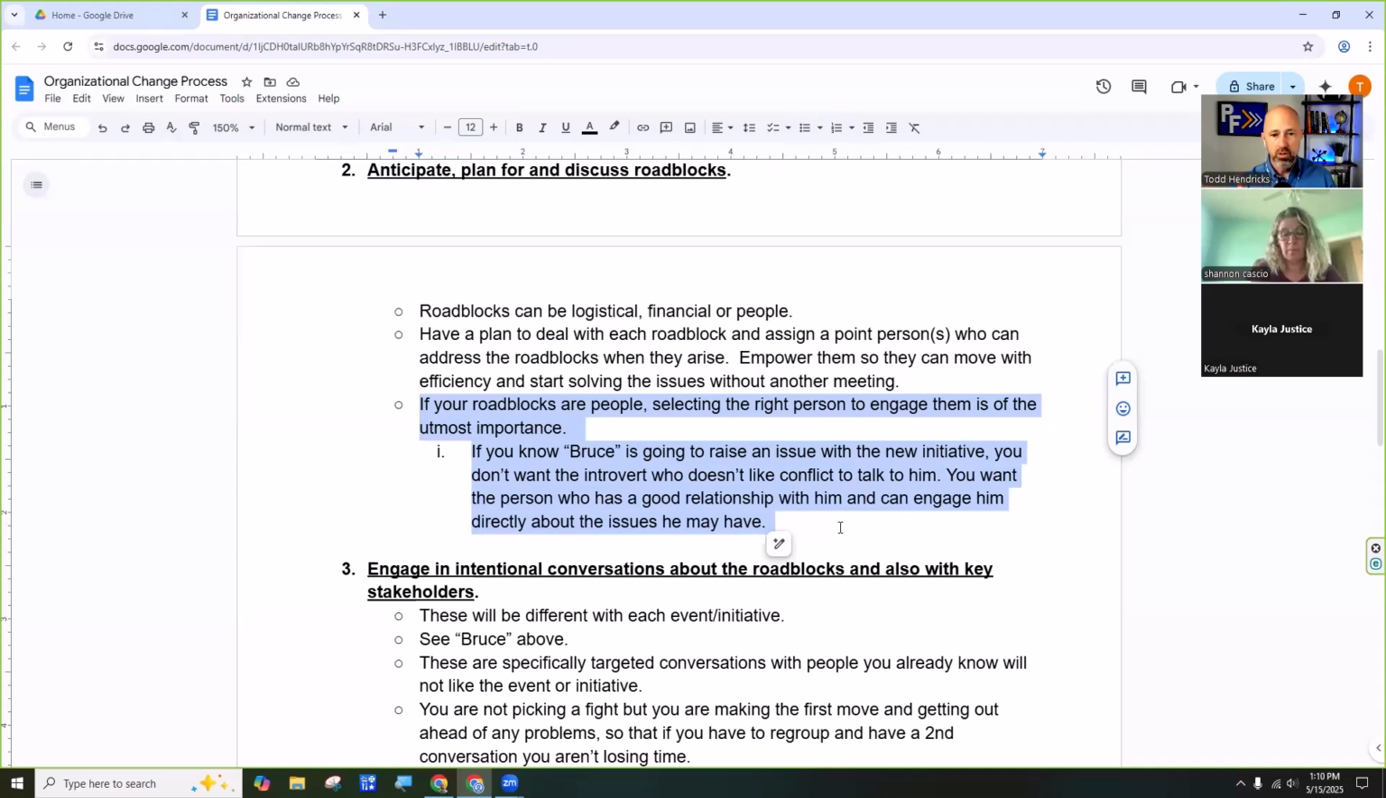You know, if you know Bruce is going to raise an issue with this new initiative, you don't want the introvert who doesn't like conflict to talk to him. You want somebody who's going to engage in the conversation and be able to push back on John. Well, you know, John doesn't like something. Well, John, why don't you like it? Let's just talk about it. I call that getting in the sandbox. Get in the sandbox and get dirty. Okay. Well, you tell me about this. What really strikes you as going wrong with this? Because I see this as going well, and you have to have somebody who can push back and have those conversations with them a little bit.